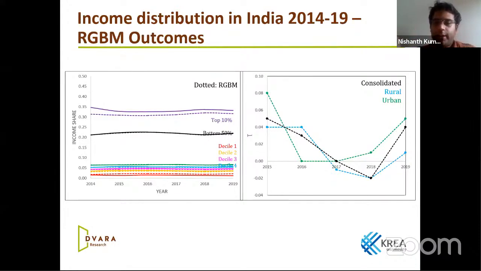And on the right hand side, we have something which shows you how tau has evolved over time, and you have the idea that tau actually goes negative in different parts of 2017 and 18, at least for the rural economy and for the national level.